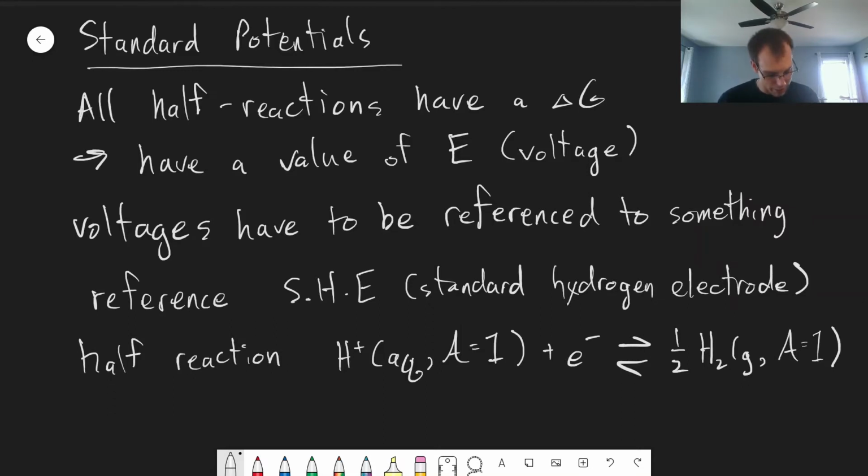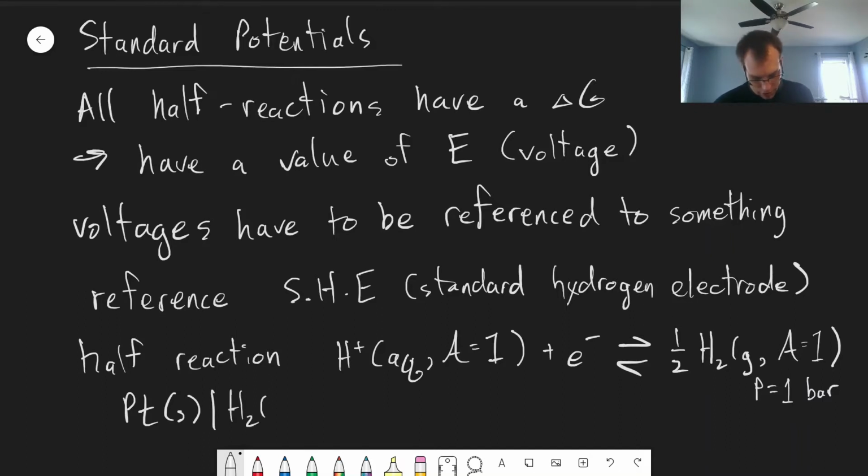In practice, what this means is that the pressure is equal to 1 bar for this gas. If we want to write this in line notation, we need some sort of electrode. Neither of these are solids or metals. So we use platinum as an inert metal, but it's just there to conduct the electrons. It doesn't participate in the reaction at all. So platinum as the electrode.